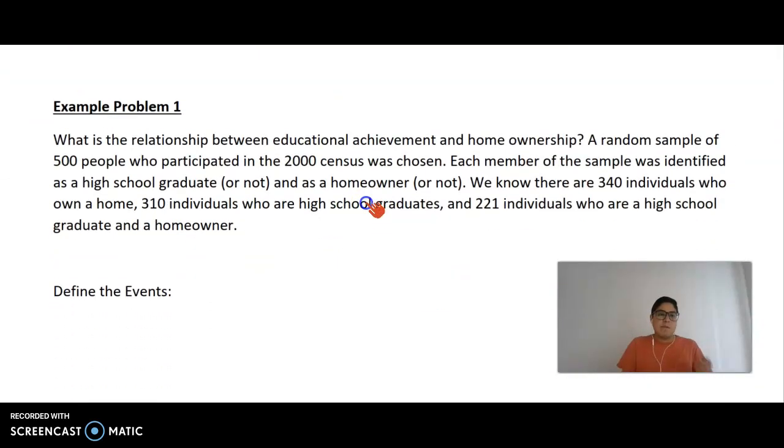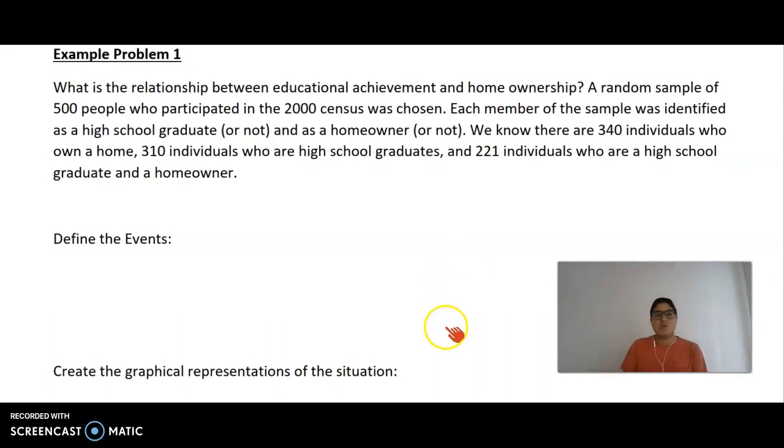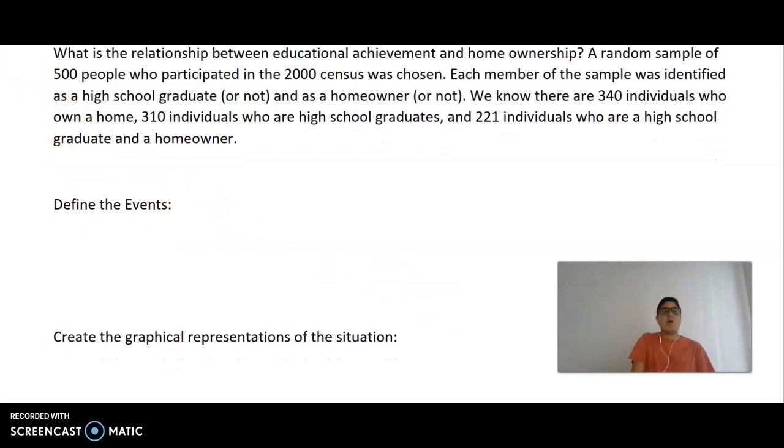So let's take a look at an example here. What is the relationship between educational achievement and home ownership? A random sample of 500 people who participated in the 2000 census was chosen. Each member of the sample was identified as a high school graduate, or not, and as a homeowner, or not. We know there are 340 individuals who own a home, 310 individuals who are high school graduates, and 221 individuals who are a high school graduate and a homeowner.